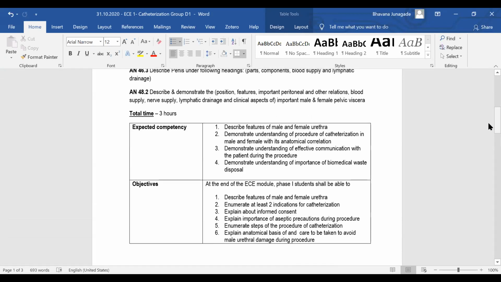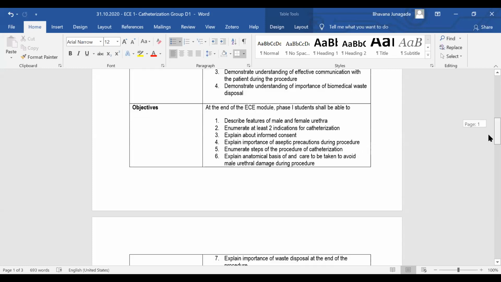Now the total time for the module is 3 hours. The expected competency after the module is: describe features of male and female urethra, demonstrate understanding of the procedure of catheterization in male and female with its anatomical correlation, demonstrate understanding of effective communication with the patient during the procedure of catheterization, demonstrate understanding of importance of biomedical waste disposal.